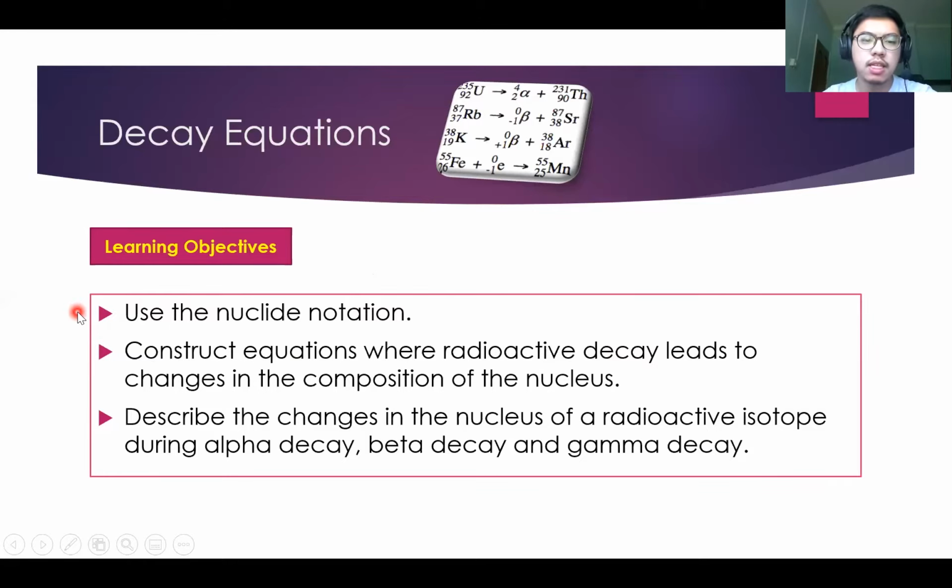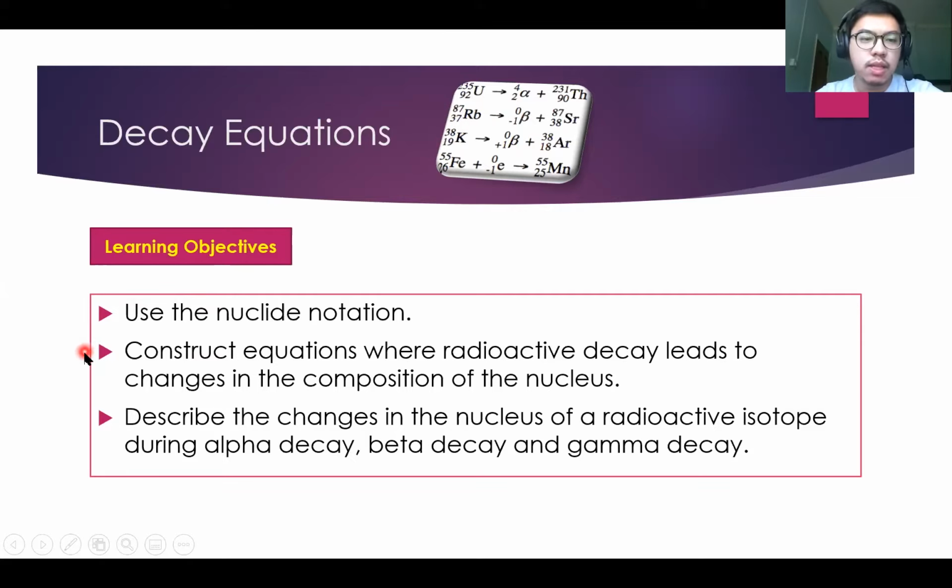The first learning objective, and the first thing we will cover, is how to use the nuclear notation. You already know from your chemistry lessons how to use the nuclear notation. Just in case some of you forgot, here in this picture you can see nuclear notations for several atoms or elements. Here you have rubidium, I think, here you have potassium, and that's for iron. The way the elements are written down is what we call nuclear notation. You will be reminded of how to use this nuclear notation, especially in decay equations.